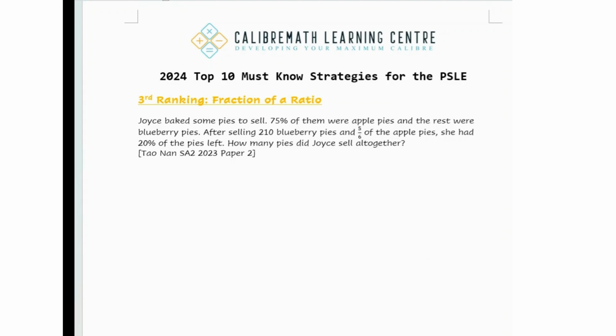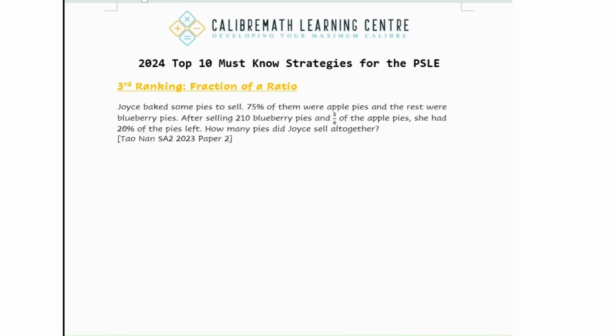Third on the list, we have fraction of a ratio. This strategy improved in its ranking by one position in 2023 as it was featured in numerous school examinations that year. For this question, we will start by converting the percentages to a fraction. So 75% as a fraction is 3/4, whereas for 20%, it's 1/5.